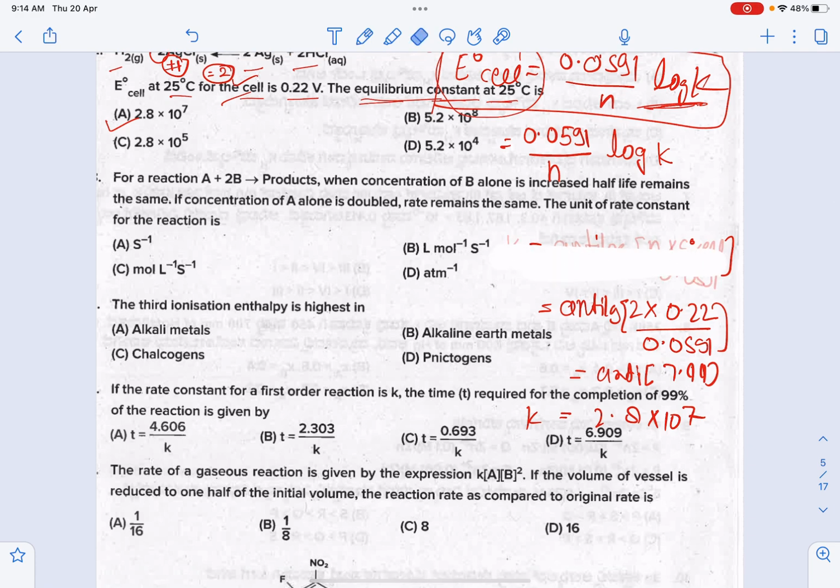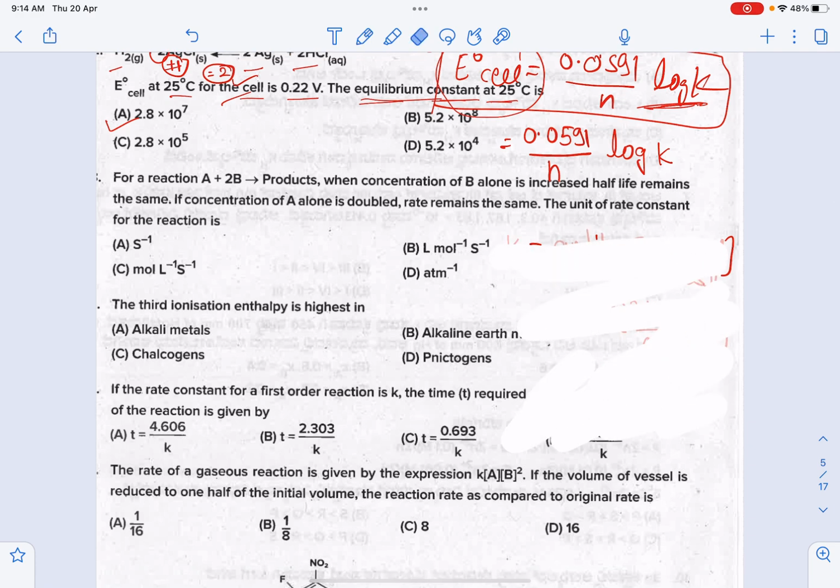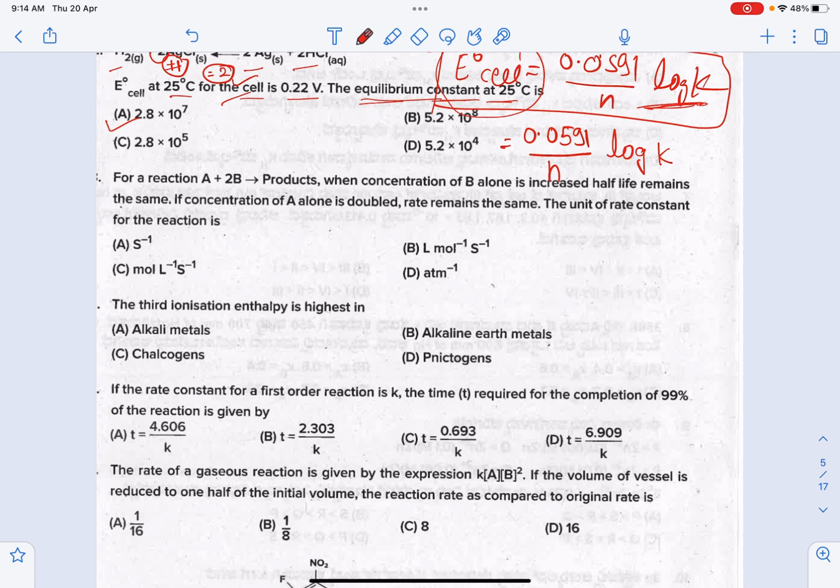Next question: for a reaction A plus 2B gives products, when the concentration of B alone is increased, half-life remains the same. If the concentration of A alone is doubled, rate remains the same. The unit of rate constant of the reaction is asked.